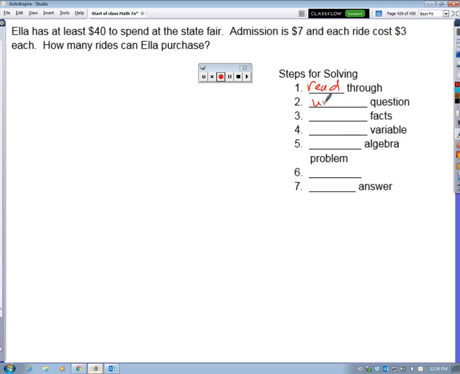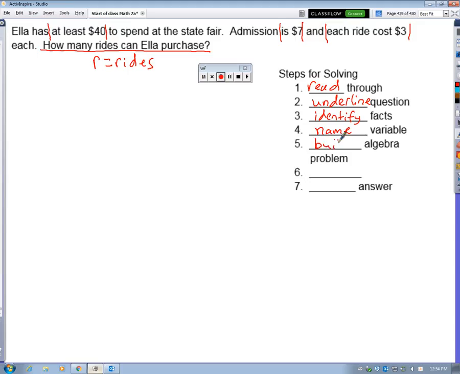Okay, get a picture of that in your mind. Let's underline the question. We want to know how many rides can Ella purchase at the state fair. So now we're going to identify the math facts. We know she has at least $40 to spend. She's going to spend $7 on admission, and each ride is going to cost her $3. Alright, let's name the variable. Let's use R for rides, because we're trying to find out how many rides that Ella can go on.